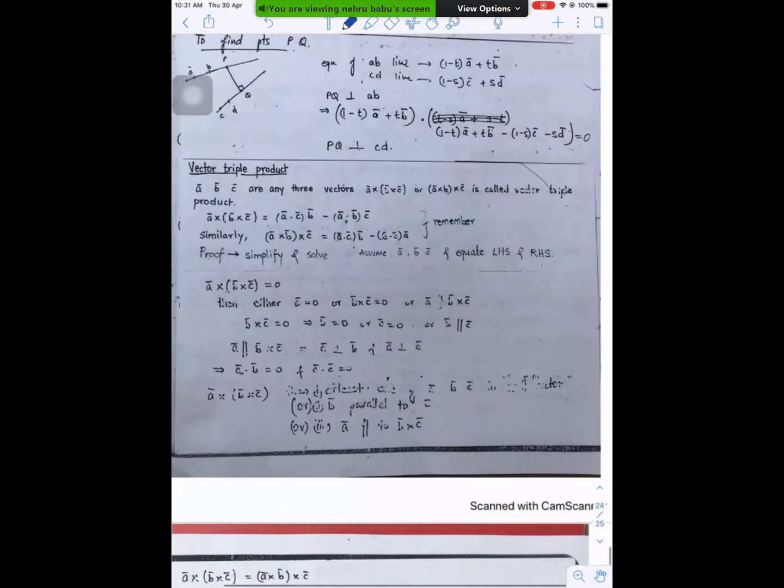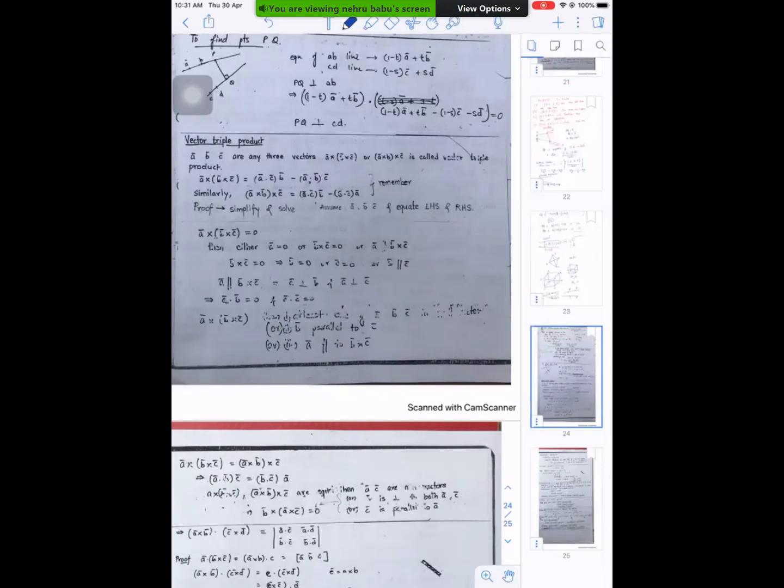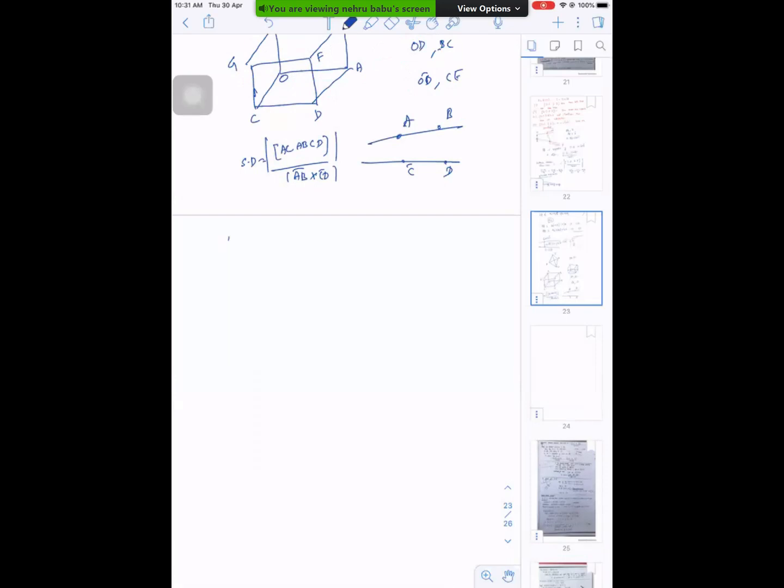Next, vector triple product. In the vector triple product, like A cross (B cross C) and (A cross B) cross C, we have two results. So A cross (B cross C) equals (A dot C) B bar minus (A dot B) C bar. And (A cross B) cross C equals (A dot C) B bar minus (B dot C) A bar.